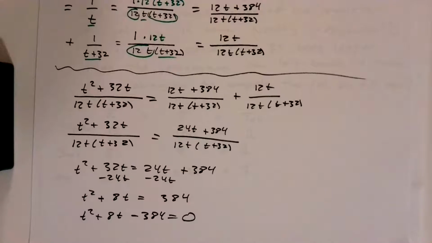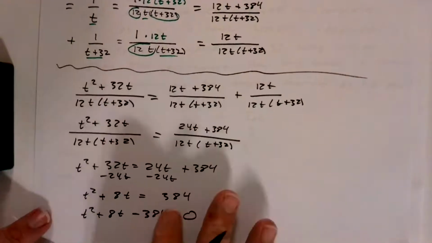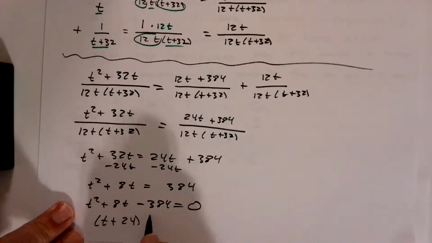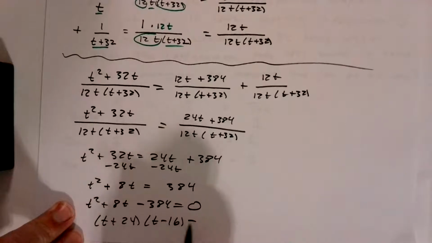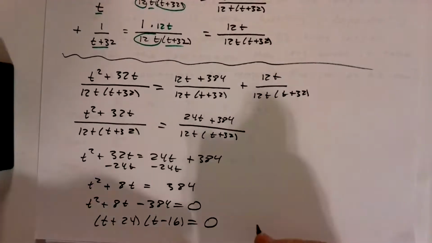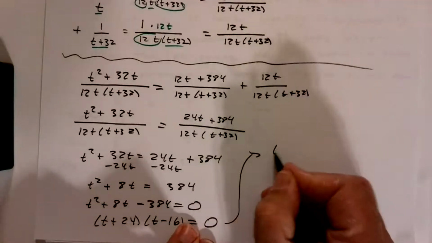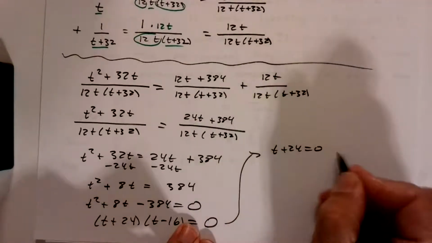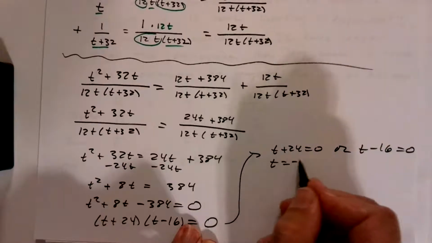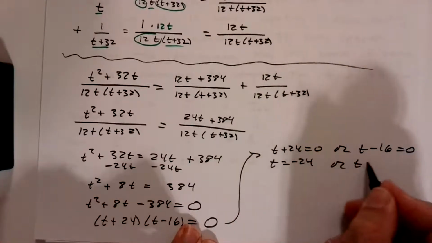And let's see what we get. T plus 24 times t minus 16 equals 0. And as I said in the homework, that's pretty rough. That's a pretty challenging thing to do. So if that's the case, then what do I have? I have t plus 24 equals 0, or t minus 16 equals 0. T equals negative 24, or t equals 16.